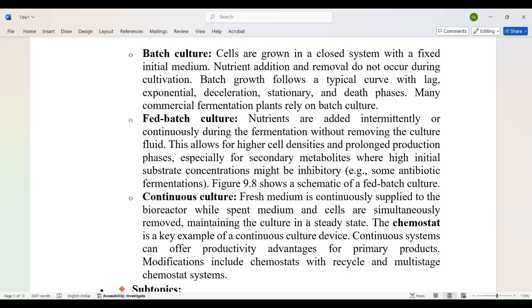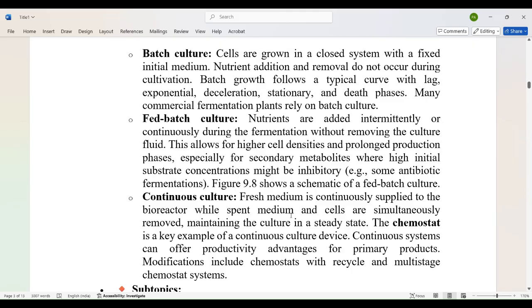And yes, this follows a typical growth curve of microbes, and you don't have any chance to miss any of the growth phases of the microbes, right? This is a very important point to consider in the case of batch culture.